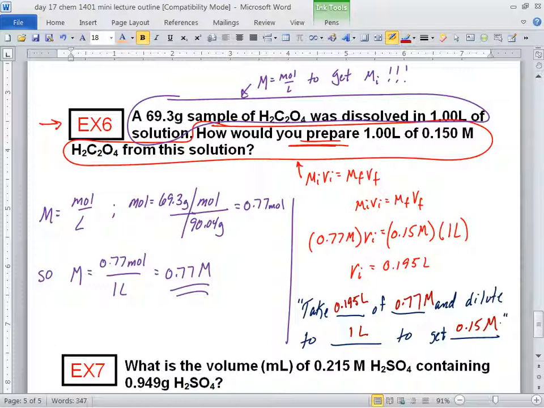If you're not sure how I got it, now's the time to be asking. If you got it, try EX7. Is the sentence always going to be in this format? It can be whatever sentence you want to make. But it's just easiest for me to answer the question this way, because I can remember: take VI of MI, dilute to VF to get MF. It's the most concise, quick answer, because exams and quizzes are timed, and it's easier than writing a big story. Since this is an obviously solid, that has to be in moles.